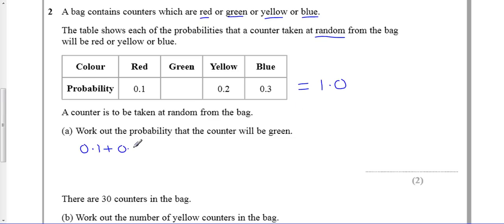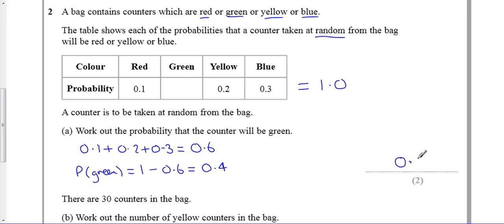So if we add up the probabilities we've got, 0.1 plus 0.2 plus 0.3, that's 0.6. So the probability of us getting a green counter is 1 minus 0.6, the bit that's left over, which is 0.4. So the probability of us getting a green counter is 0.4. Let's just add that to the table just in case we need it.